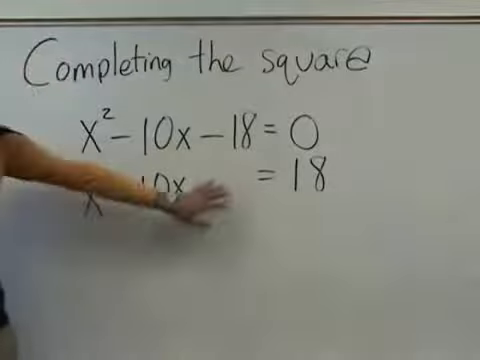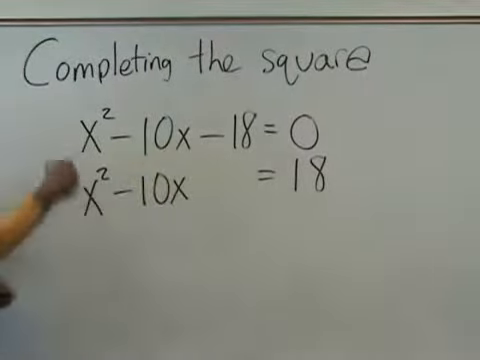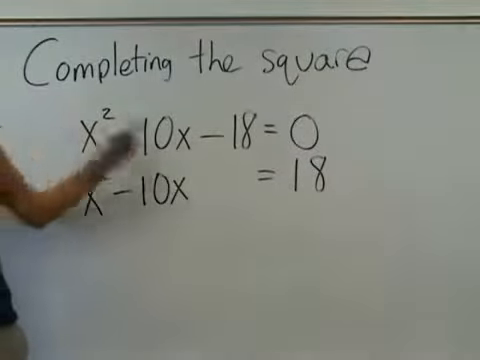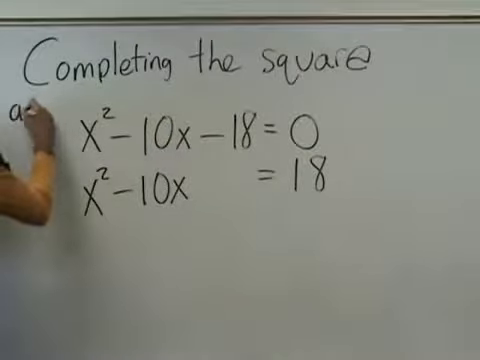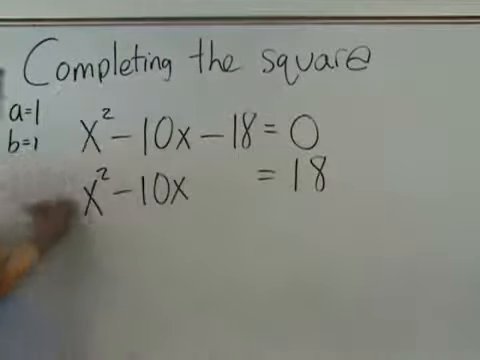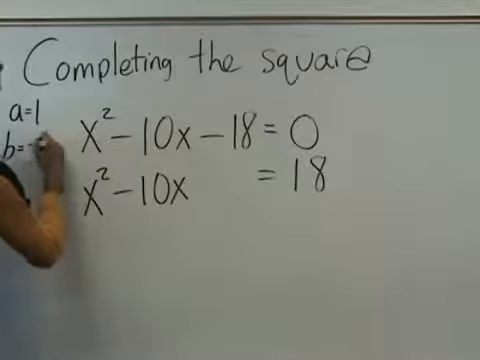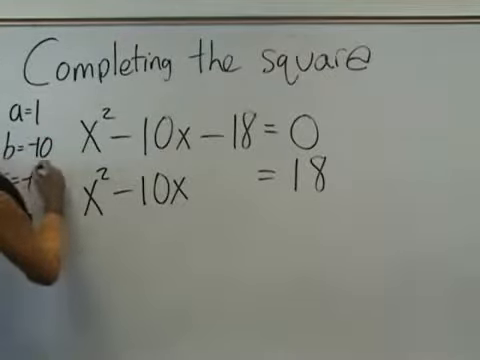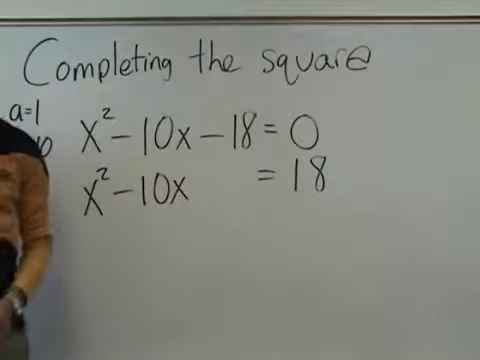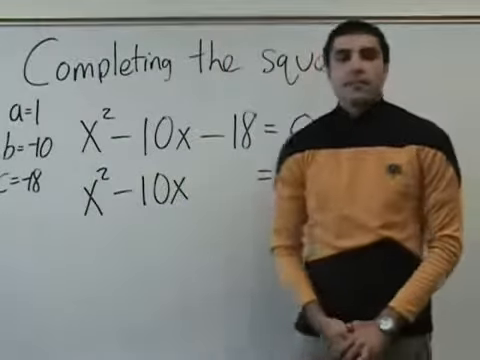Good. All right, so the number here has to do with B. We're going to change B around. That's the formula, A, B, and C. So let's write A equals 1, B equals negative 10, and C equals negative 18, for now. Okay. So this number here, you take B, you half it. What's half of B? Negative 5, correct.